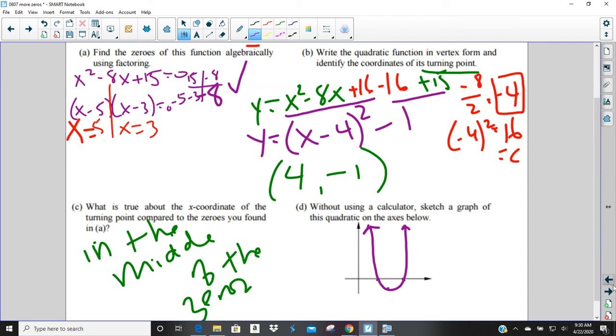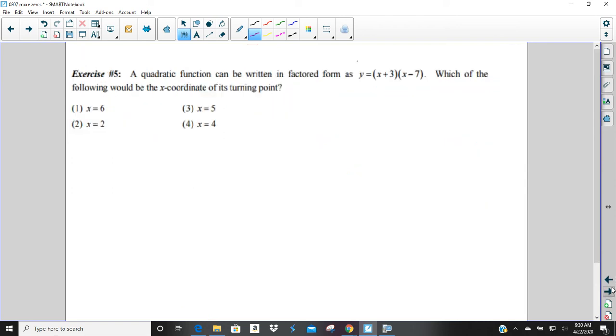Final question of the book, and I have a few questions I want to tack on. If we have a quadratic with (x minus 3)(x plus 3)(x minus 7), which of the following would be the coordinate of the turning point, the x coordinate? So remember, the x's, pick our line down the middle, set this equal to 0. So therefore, x equals -3 and x equals 7. You have to do that first.